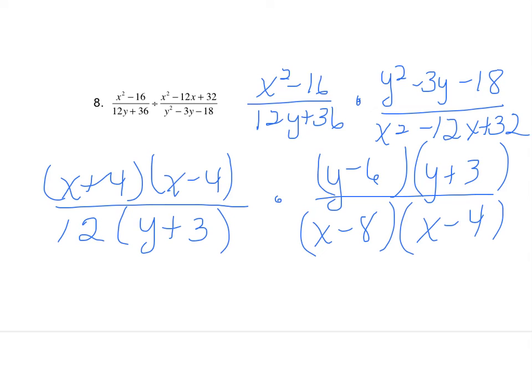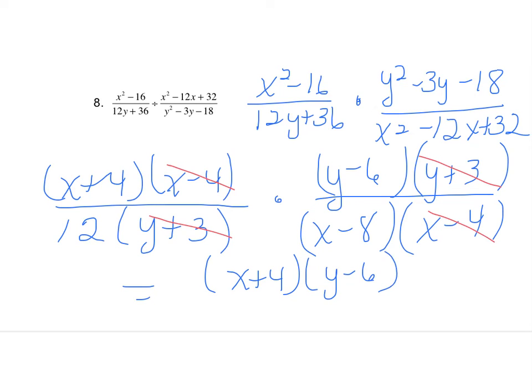Okay, let's do some canceling. Here we go. x minus 4 for an x minus 4. A y plus 3 for a y plus 3. Not a lot canceled. Did I make a mistake? Nope, I didn't. So let's see what I have left over. On the top I have x plus 4 times y minus 6. And on the bottom I have 12 times x minus 8. And there's my answer.